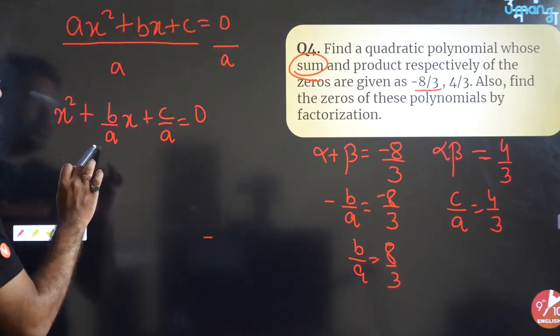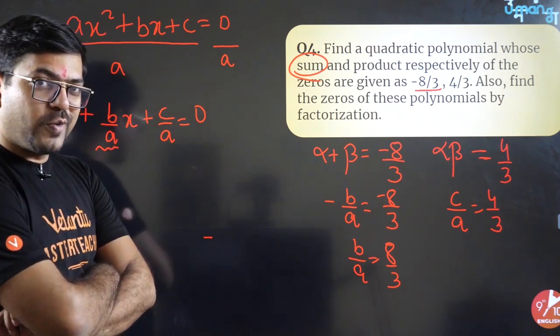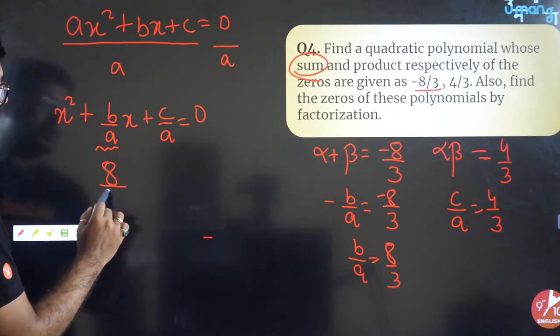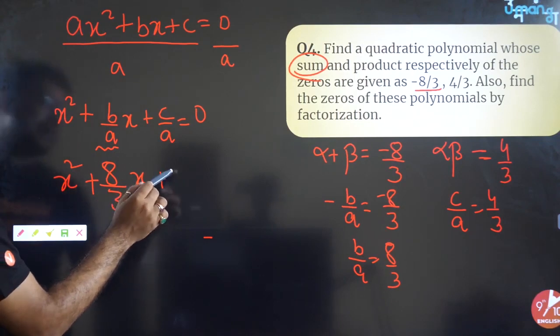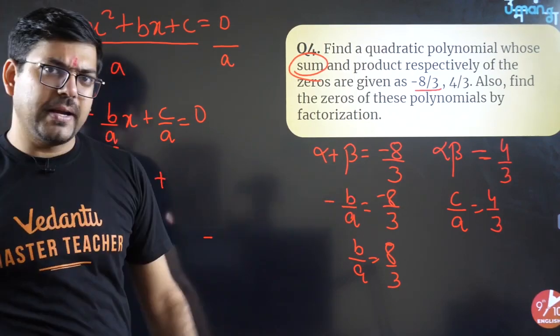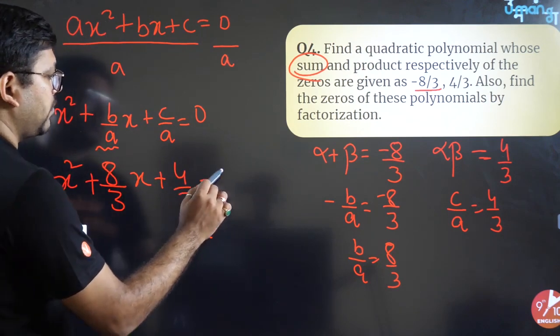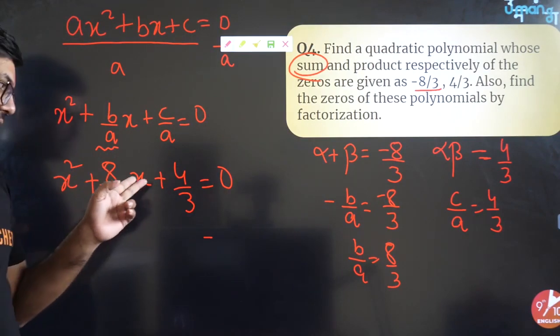Don't you think that you have also got a b by a here? So what you will do, you will simply put this value of 8 by 3 here in x square plus b by a x plus c by a. You have got the value of c by a as well, 4 by 3. You will put that here as well, equals to 0. And you got the answer. See here, x square plus 8 by 3x plus 4 by 3.